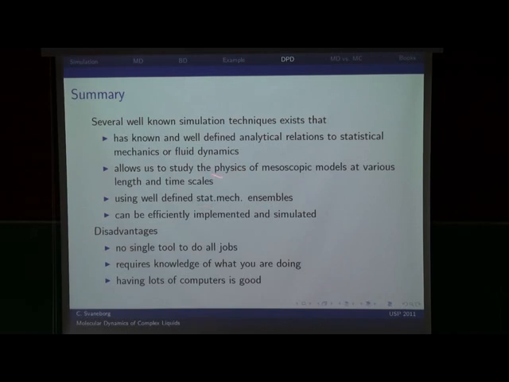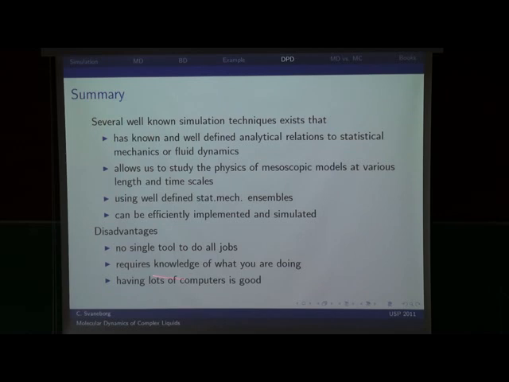The simulations allow us to study the physics of mesoscopic models at various lengths and timescales using well-defined statistical mechanical ensembles, and they can be efficiently implemented and simulated on the computers we have. I'll discuss this later this afternoon. The disadvantage is there's no single algorithm that can do everything. You need to know what you want to do, you need to know what is the algorithm that is most optimal for doing what you want to do, and you need to know how to run it on the computer so that you get the results as fast as possible.